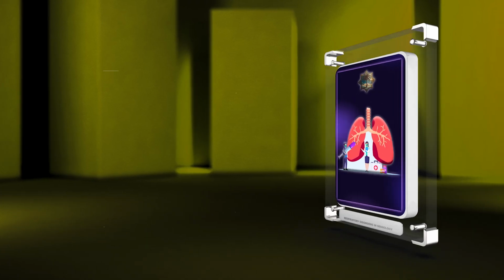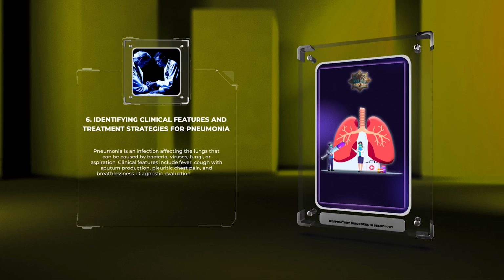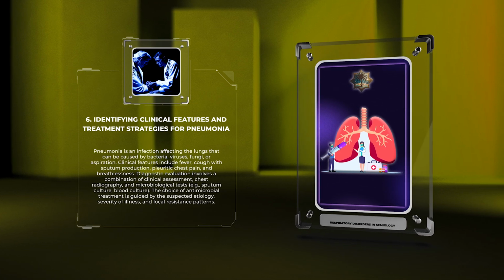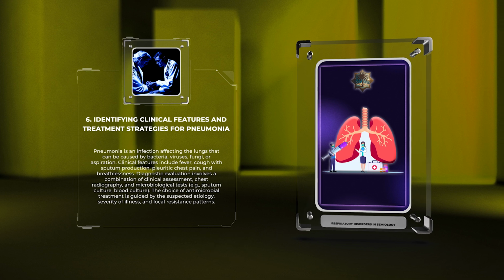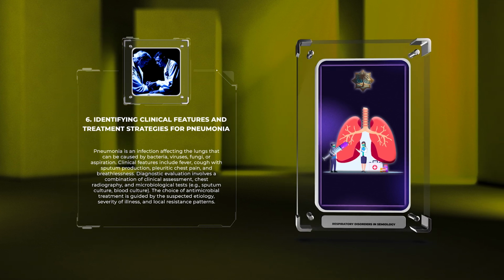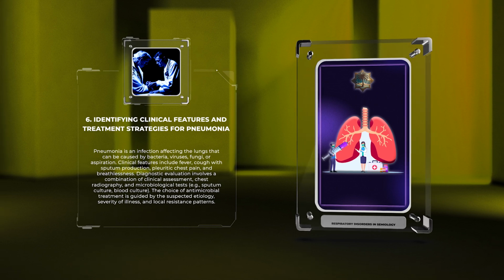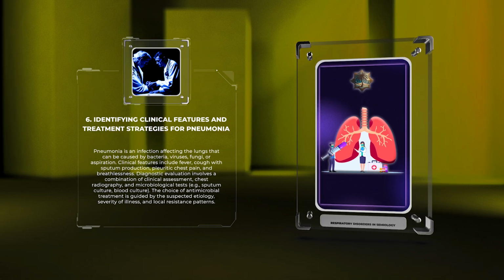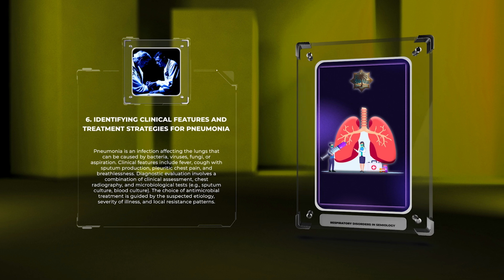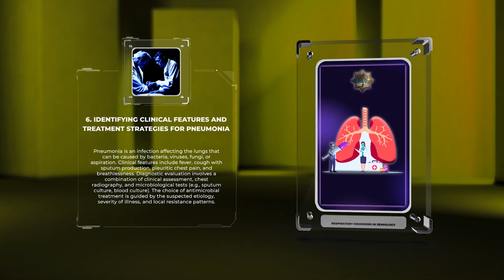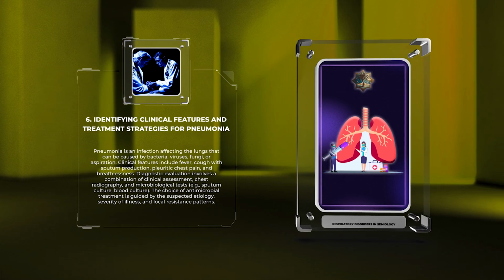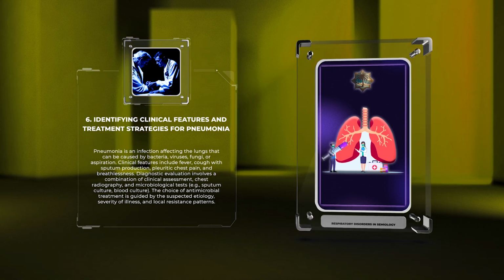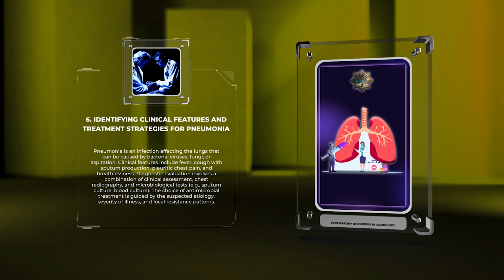Pneumonia is an infection affecting the lungs that can be caused by bacteria, viruses, fungi, or aspiration. Clinical features include fever, cough with sputum production, pleuritic chest pain, and breathlessness. Diagnostic evaluation involves a combination of clinical assessment, chest radiography, and microbiological tests, for example, sputum culture, blood culture. The choice of antimicrobial treatment is guided by the suspected etiology, severity of illness, and local resistance patterns.